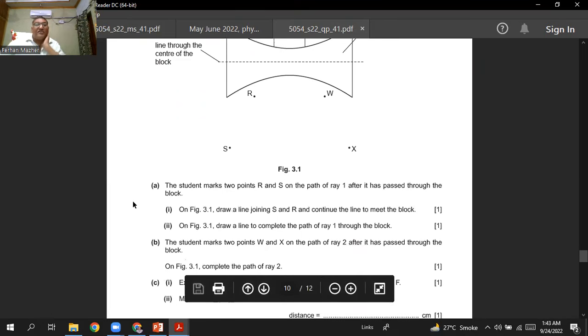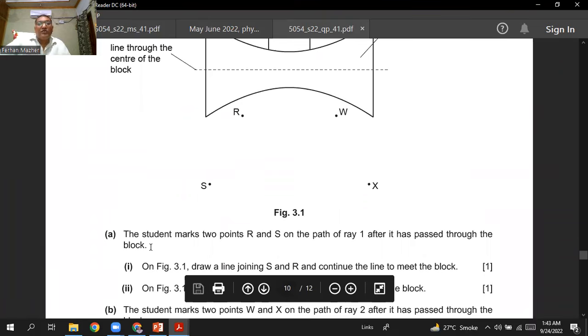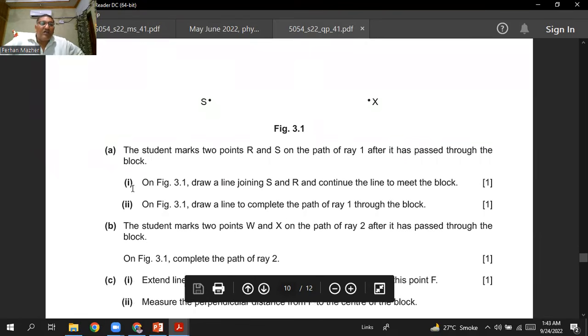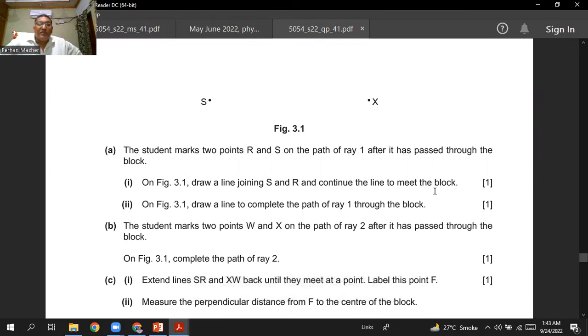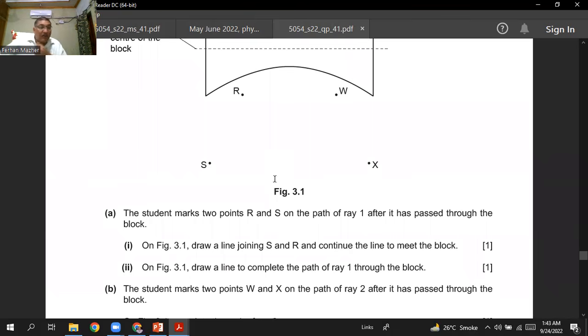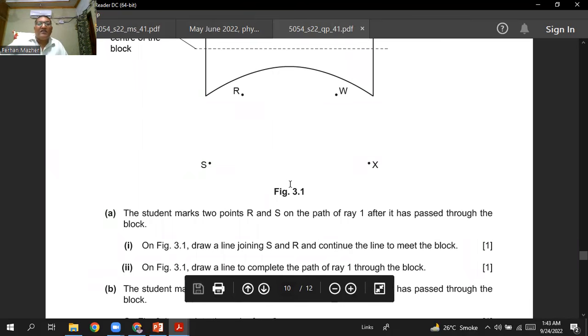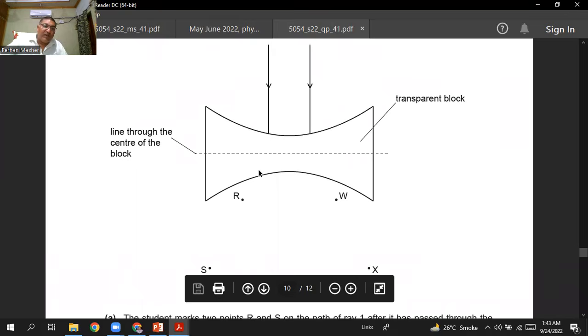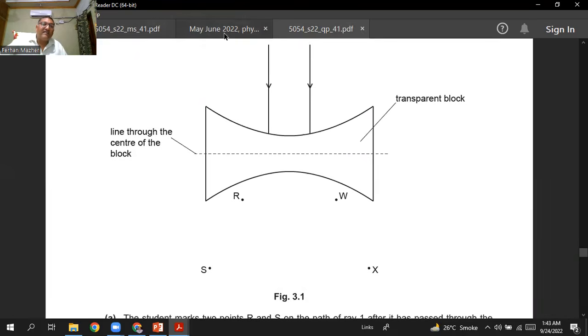Then they say the student marks 2 points, R and S, on the path of ray 1 after it has passed through the block. On figure 3.1, draw a line joining S and R and continue the line to meet the block. So with the help of a scale, join S and R until you touch the block. Then it says on figure 3.1, draw a line to complete the path of ray 1 through the block. So you will join this point and that point where this ray has touched.